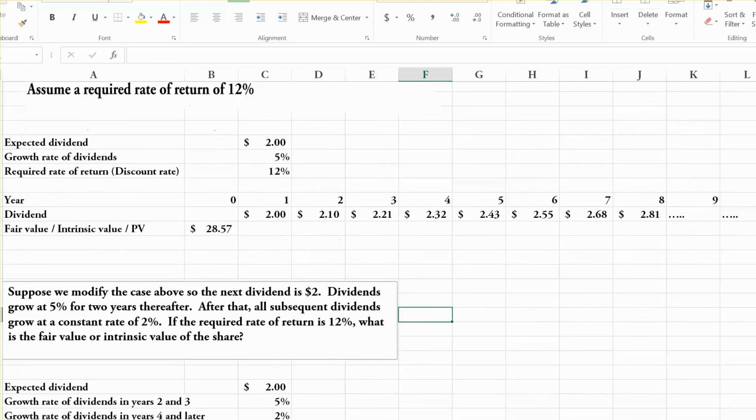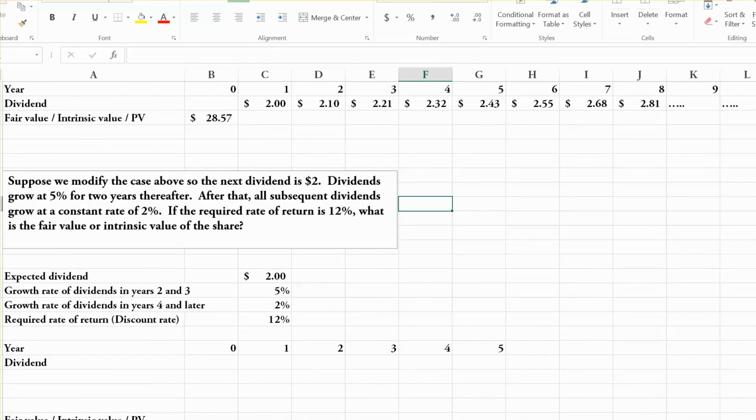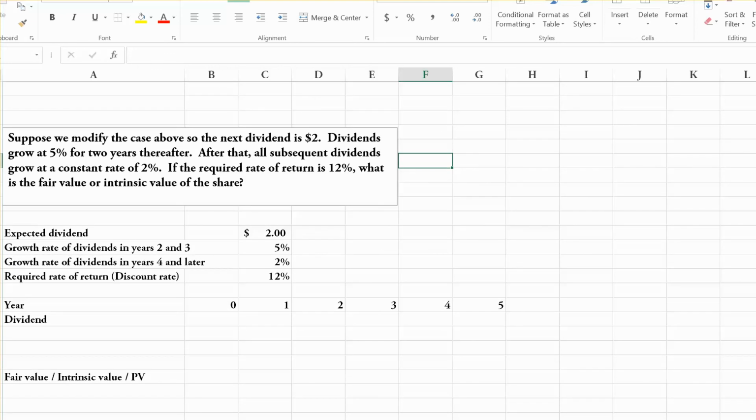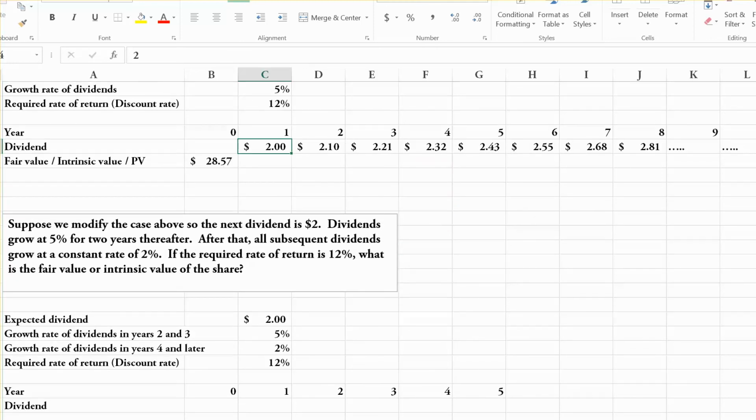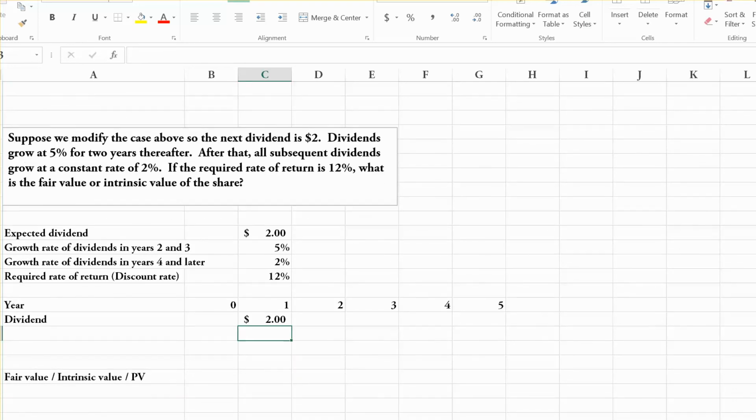Now, as I said, I'm going to modify this problem a little bit. So suppose we modify the case above. The next dividend is still $2 as it was above. So the dividend in year 1 is still going to be $2. But what we're going to say is that dividends are going to grow at 5% for 2 years after that, only for 2 years.